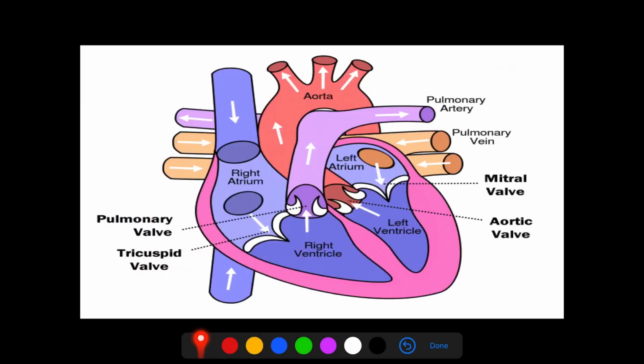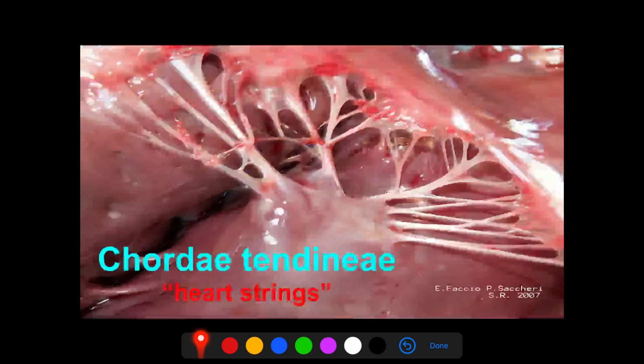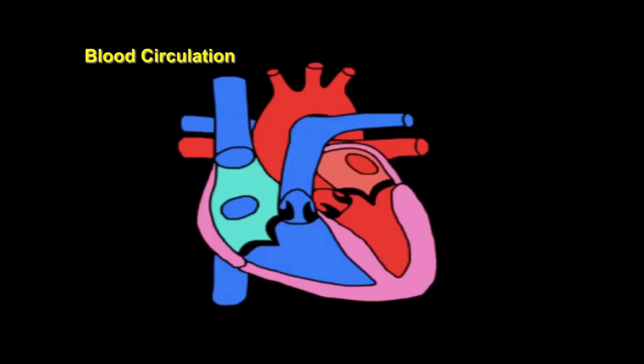In this illustration, we can see the tricuspid valve, the mitral or bicuspid valve, also the pulmonary valve and the aortic valve. Next one. It is very clear here why it is called the tricuspid valve, because it contains three cusps or three flaps. For the mitral or bicuspid, it only has two, and these are the chordae tendineae. These chordae tendineae are not present in your semilunar valves. So this is your pulmonary valve and aortic valve. Also this one, this is your chordae tendineae or the heartstrings.